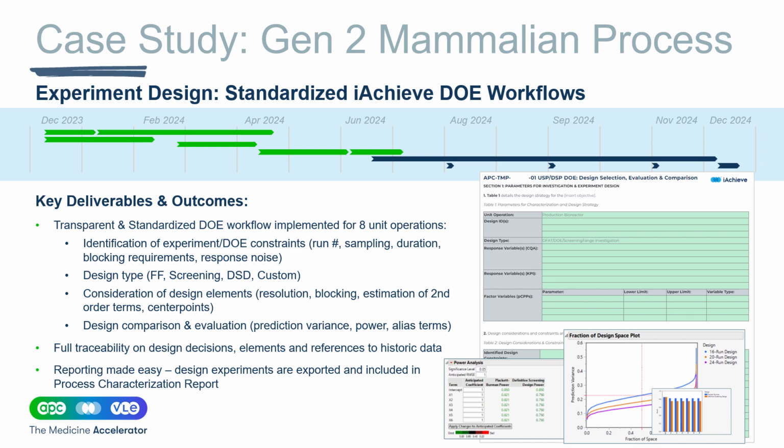But for each unit operation, we draft a number of design options, and then we use the template to evaluate and compare each design to ensure we choose one with maximum experimental power and minimal experimental load. So we use different design elements like prediction variance, design power, and color maps to ensure we're following this quality by design approach. But the template allows for traceability on all of the rationale and decisions made in this phase, while also supporting again in the reporting phase, where the experiments can be easily exported and included in the final PC report.